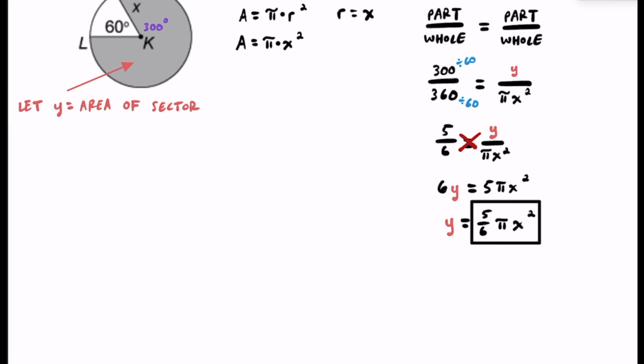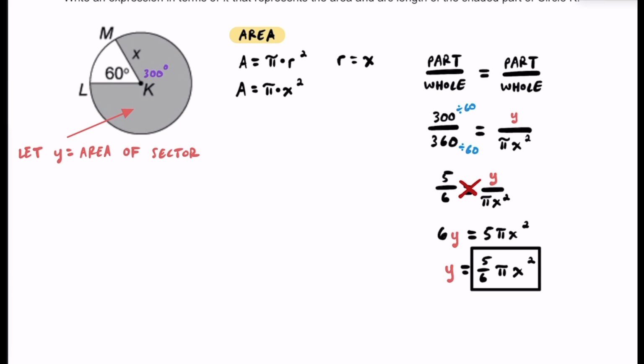If we knew the value for x or the radius, we could plug it in and you would find the area of that gray region. All right, now that we have the area, let's go ahead and see if we can find out the arc length of what we have over here.